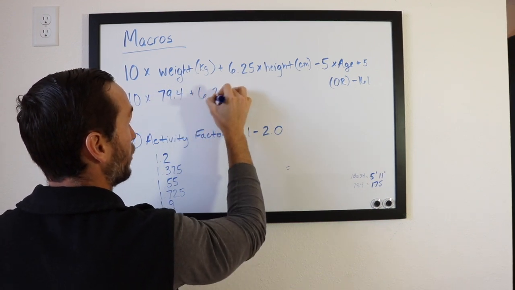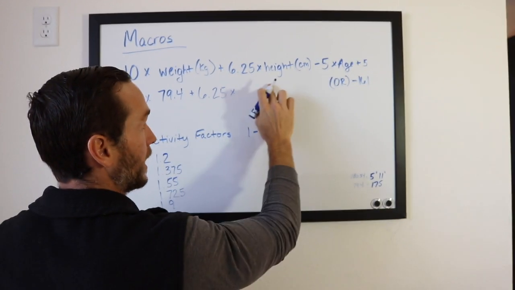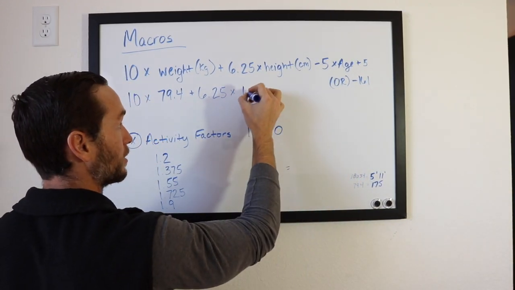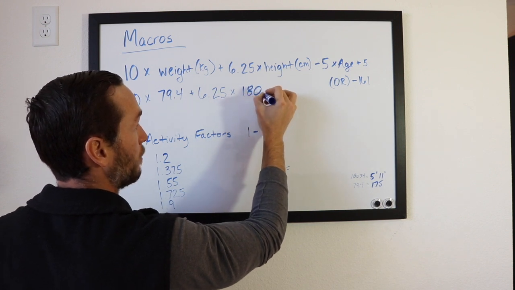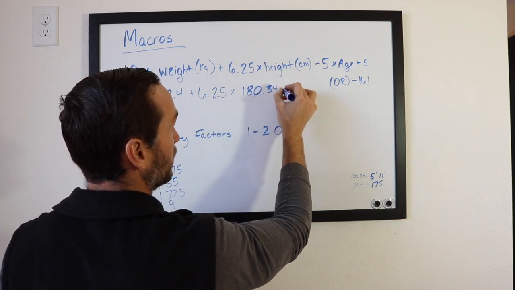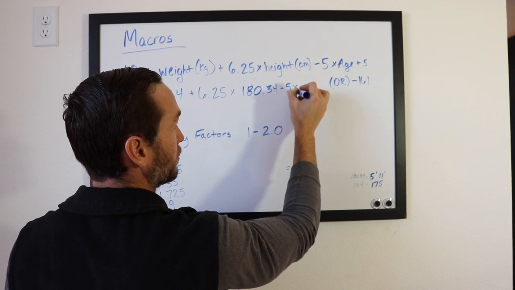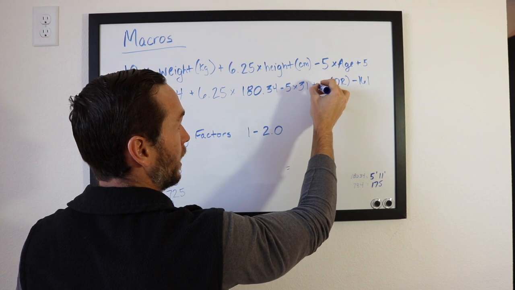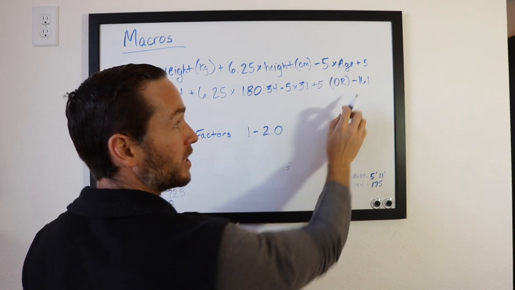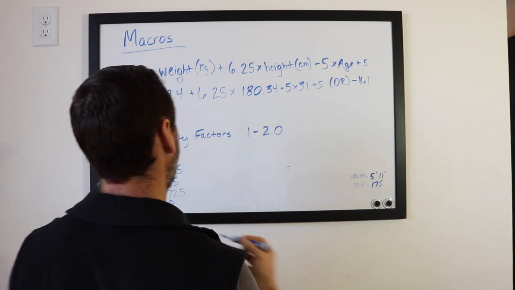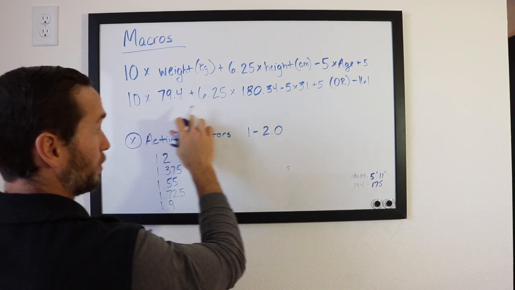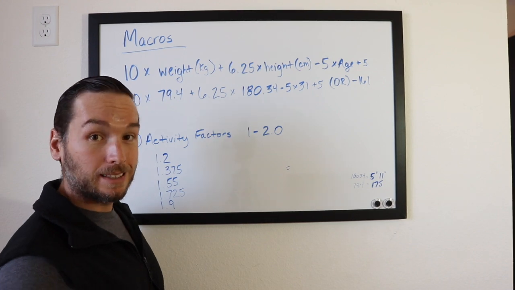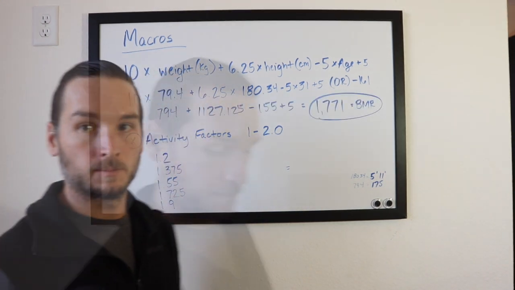So plus 6.25 times my height in centimeters, which I've already calculated, that's 180 centimeters. So I'm going to put down 180.34 to be exact, minus 5 times my age, let's give this one away now, 31, plus 5 since I'm a male. It would be minus 161 if I was female. And then I'm just going to go through the simple order of operations. So I'm going to grab my calculator, get that done, and then show you guys what that result is.